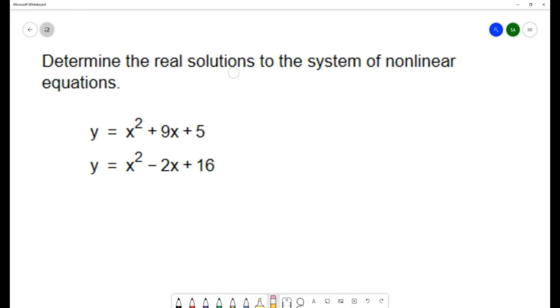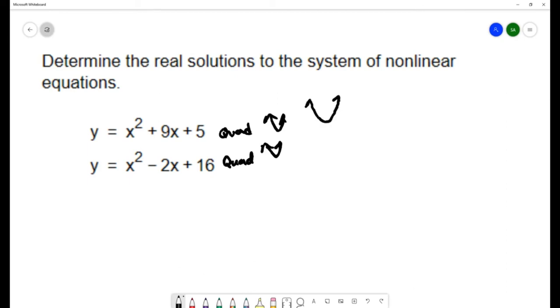Determine the real solutions to the system of nonlinear equations. We have y equals x squared plus 9x plus 5, and y equals x squared minus 2x plus 16. So both of these equations are quadratic, and the graph of quadratic equations are parabolas. So I'm going to draw a couple parabolas together and try to see possibilities for number of solutions to this system.